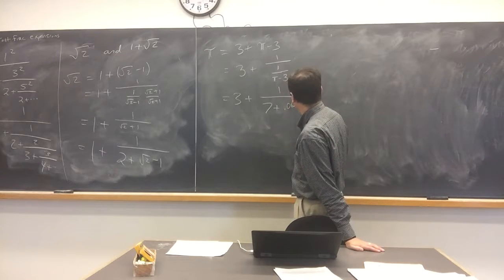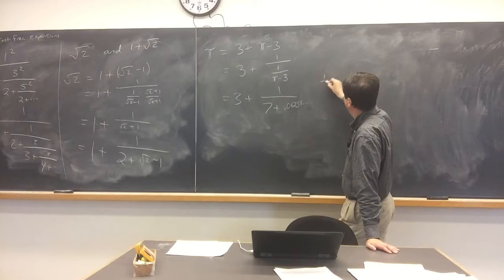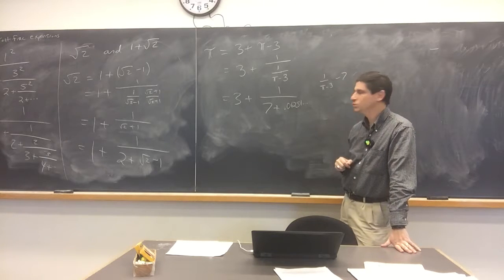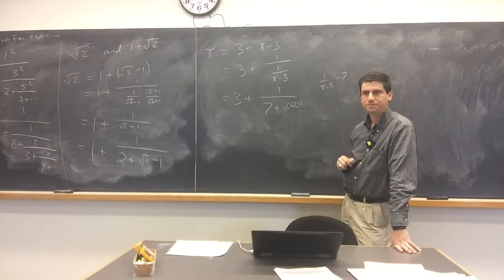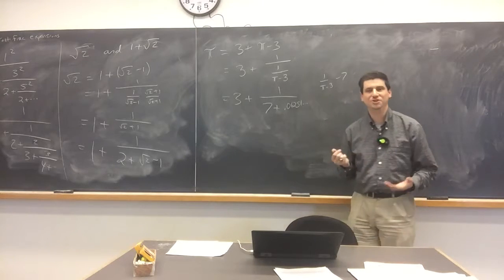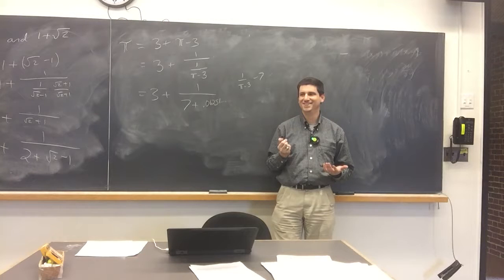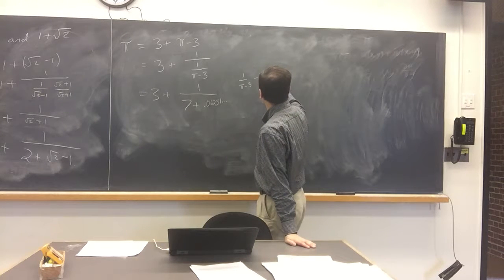But what this number really is, it's 1 over pi minus 3, minus 7, right? Well, let's think. What is 1 over pi minus 3 minus 7? Well, what should we do? Put it over one denominator. Common denominators, right? So if we do that, we should multiply this by pi minus 3 over pi minus 3.